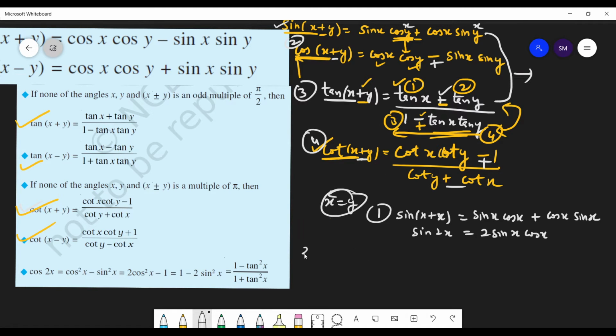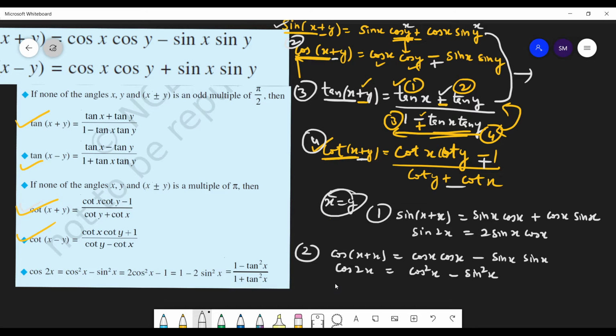Right? Now second point. Put here also x equals to y. So cos x plus x is equal to cos x, now instead of y, write x. So here it was cos y, so write cos x, minus sin x sin y. So y is equal to x, so put x. So what do you get? Cos 2x is equal to cos square x minus sin square x.